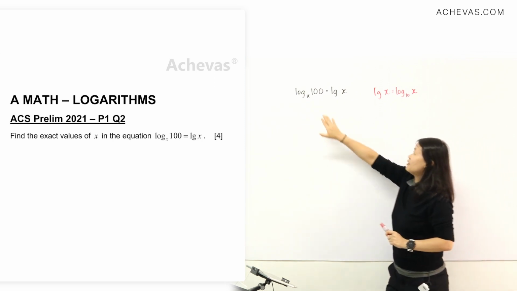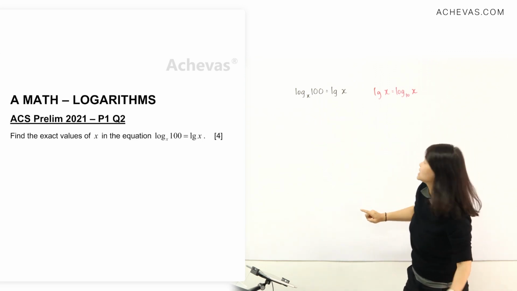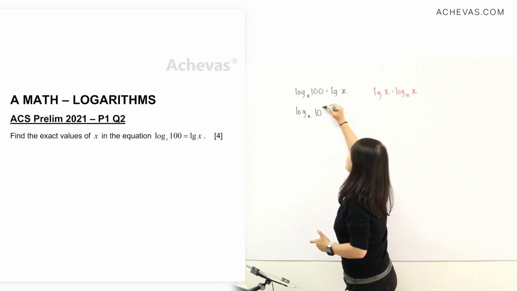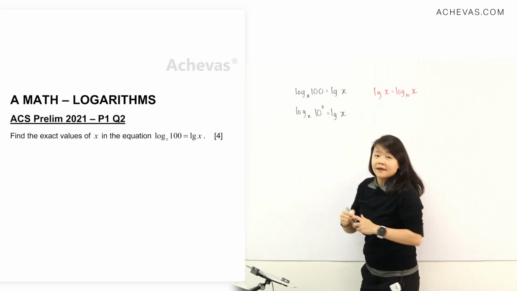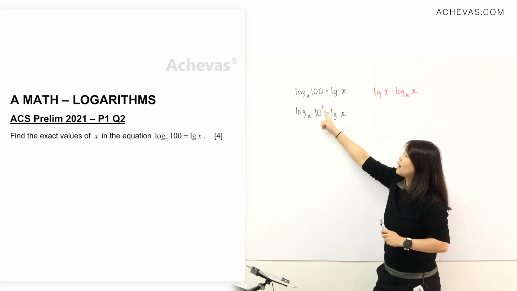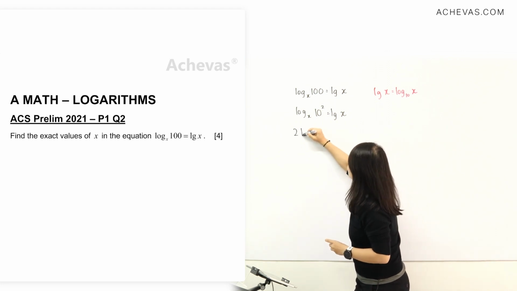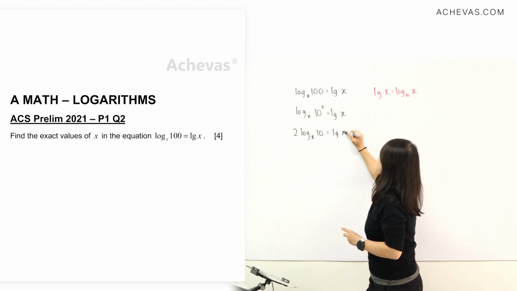So first task here, I want to change to base 10, so I do not want 100 over here. So my first task is that I will change 100 to 10 raised to a power 2. And from here, I can move the power using the power rule to the front. And next step, I will have 2 log_x 10 = log x.